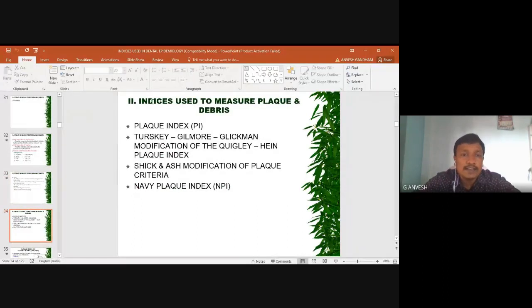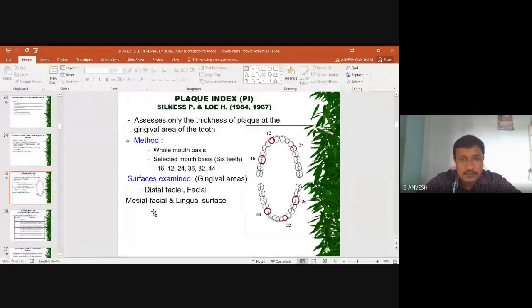Right. The next indices are the plaque and debris indices, to measure your plaque and debris levels in the oral cavity. We have various indices. The first one is the plaque index. The second is the Turesky-Gilmore-Glickman modification of the Quigley-Hein plaque index. The third is the Shick and Ash modification of plaque criteria. And the fourth is the Navy plaque index. These four indices measure plaque and debris levels. This will be dealt with in your next class, and I'll again give some indications and contraindications of the indices and the methodology later.